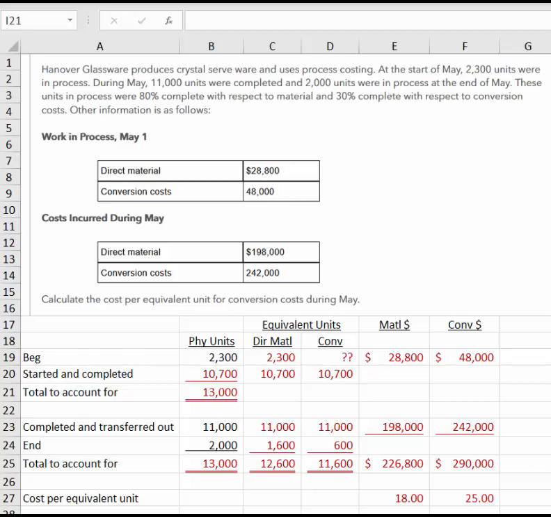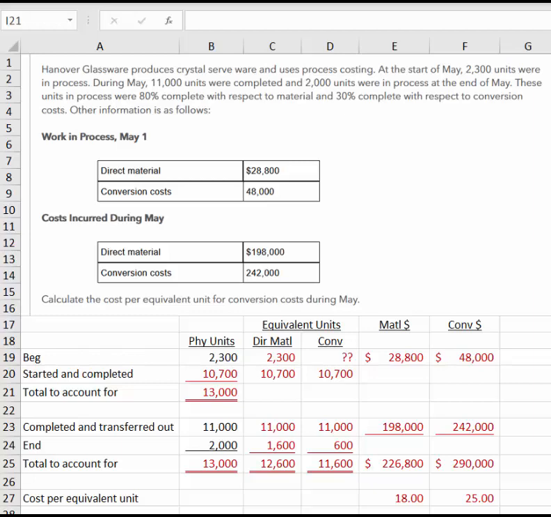Okay, let's explore this weighted average equivalent units process costing problem. All right, I'll read it to you. It says Hanover Glassware produces crystal serveware and uses process costing. At the start of May, 2,300 units were in process, and during May, 11,000 units were completed and 2,000 were in process. At the end of May, these units in process were 80% complete with respect to material and 30% complete with respect to conversion cost.